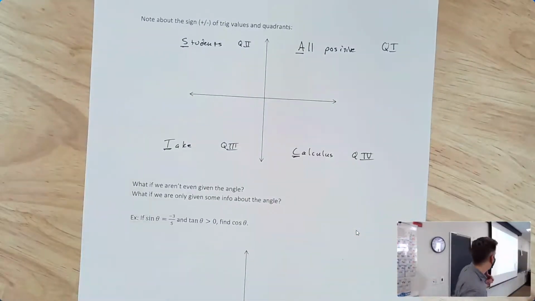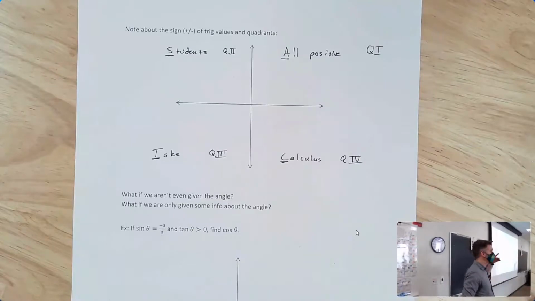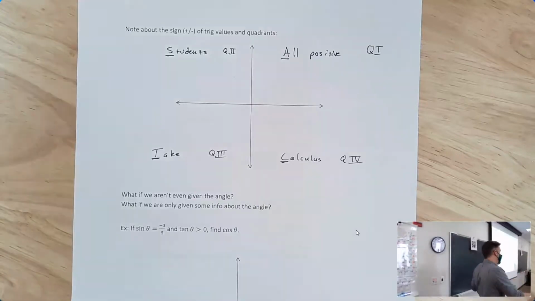The only thing I want to say about that is if something is positive or negative, its reciprocal retains the sign. When you take the reciprocal of a number, it doesn't change what sign it is. The reciprocal of 2 is positive 1/2. The reciprocal of -3 is negative 1/3. So when you're finding cosecant of an angle, if sine is positive, cosecant is positive. If sine is negative, cosecant is negative.